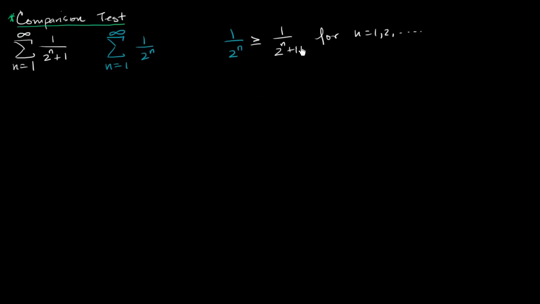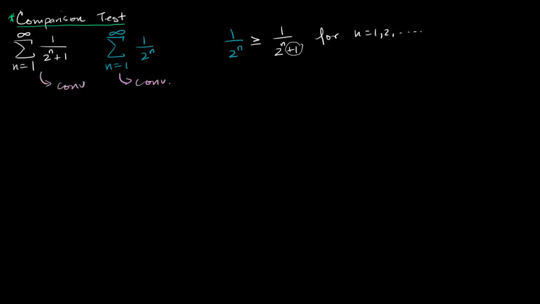Why? Because this denominator is always going to be greater by 1. If your denominator is greater, the overall expression is going to be less. And because each of these terms is positive, each corresponding term of this one is greater than that one, and by the comparison test, this provides an upper bound. Because this series we already know converges, we can say that this one converges.